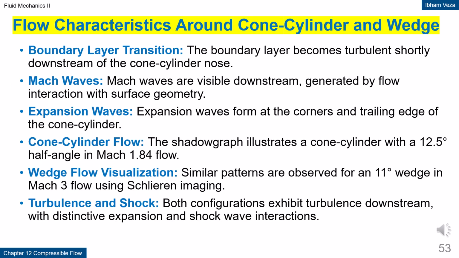Flow characteristics around cone, cylinder, and wedge. Around a cone-cylinder configuration, the boundary layer quickly becomes turbulent. Mach waves and expansion waves are clearly visible in Schlieren or shadowgraph images. Small angle geometries produce similar wave patterns for cones and wedges. The interaction between waves and the boundary layer affects the pressure distribution. This example shows the complexity of real supersonic flows.